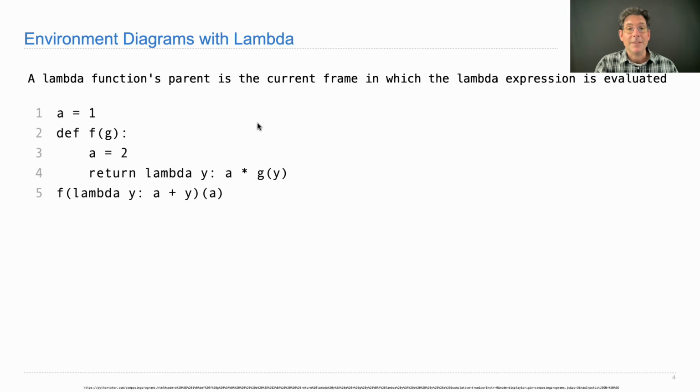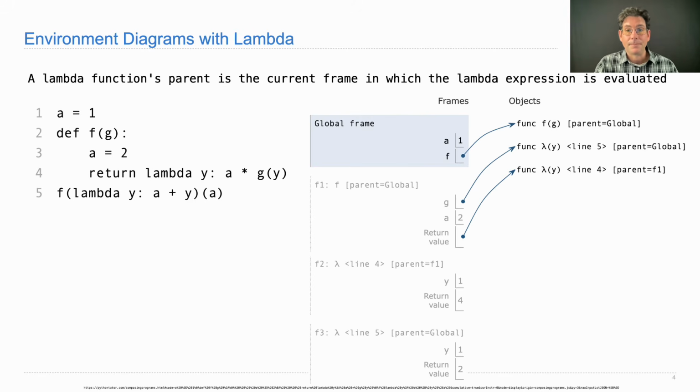Now we're ready to look at the environment diagram. a is assigned to 1, f is bound to the f function. Then we try to evaluate this expression. In order to do so, we have to evaluate its operator to figure out what function we're going to call. And that operator is itself a call expression where we evaluate f. So we're calling this function, and we evaluate the operand sub-expression, which creates a new function.